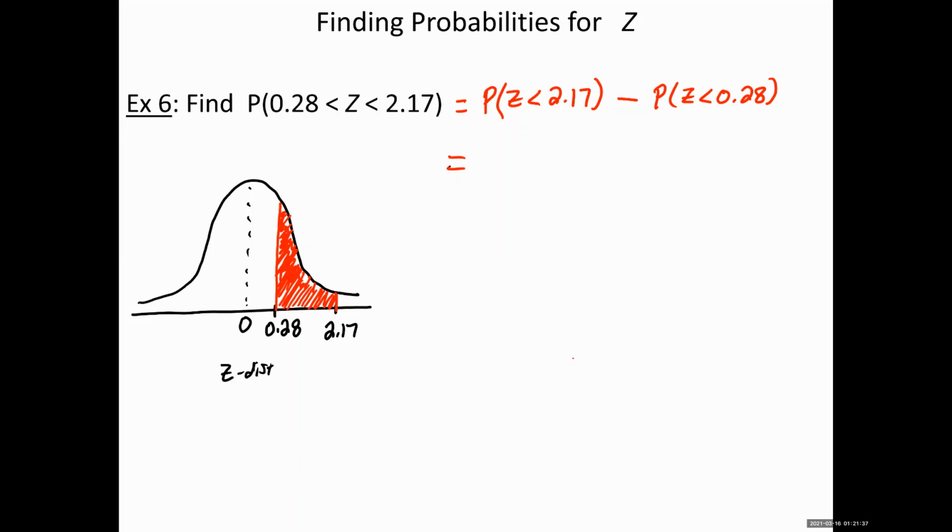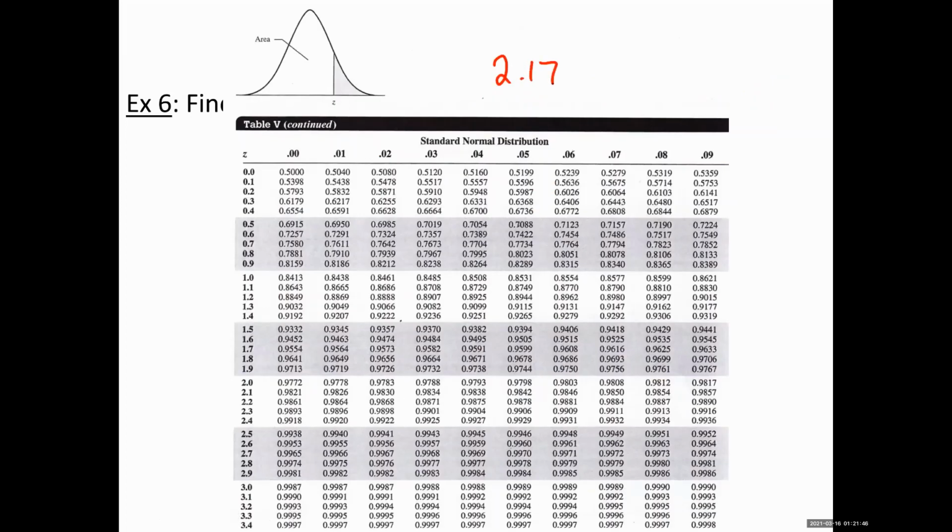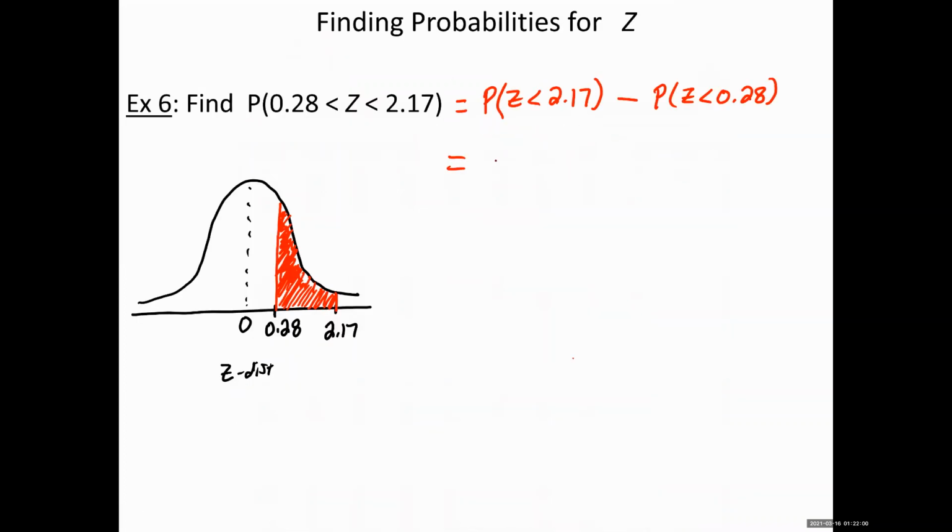Then to continue, let's look up this number. You can look up this number in the table now because it's less than 2.17. It's positive. We use the positive side of the z table. 2.1 is here. The last digit 7 is here. And you go like this. And that probability is 0.9850. That's this one here. So this one here is 0.9850 minus. Now we're going to look up this one.